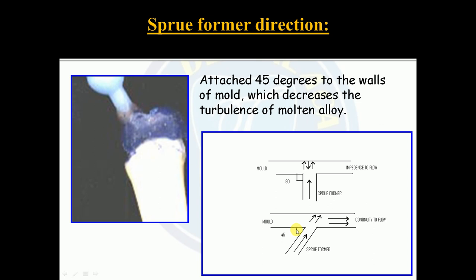So one question came in your PG exam, that the sprue in the wax pattern should be placed at what angle? It was asked in your AIPG exam. So your answer is at a 45 degree angle. I hope it is clear to you.